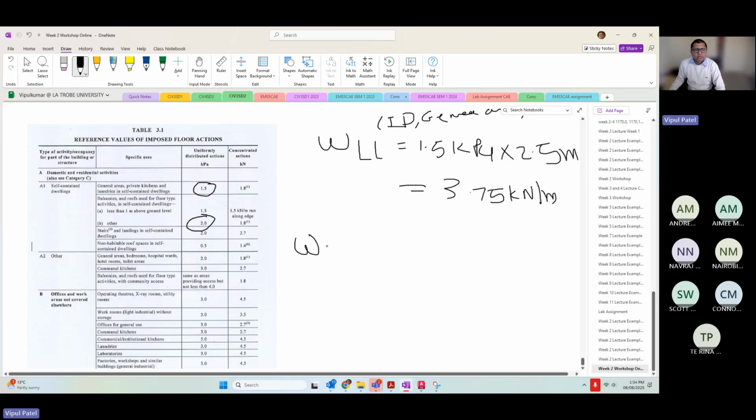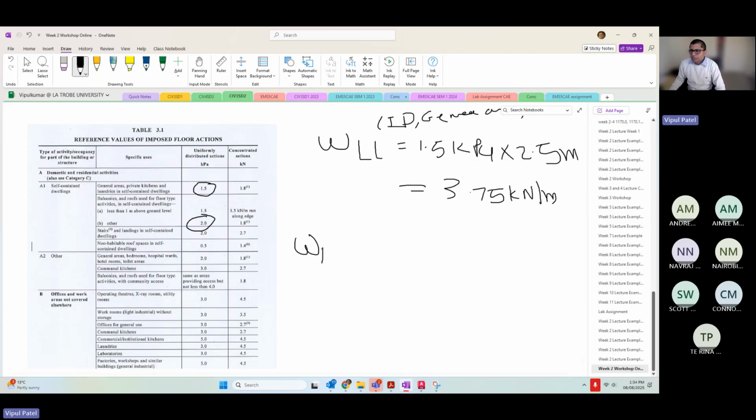But for the balcony, the live load will be boosted up to 2 kilopascals. By the way, party is expensive in every way. Construction is expensive, purchasing those party things is expensive. So look at this, the cost starts from your construction. So 2 times 2.5, that gives 5 kilonewton per meter for the balcony area.